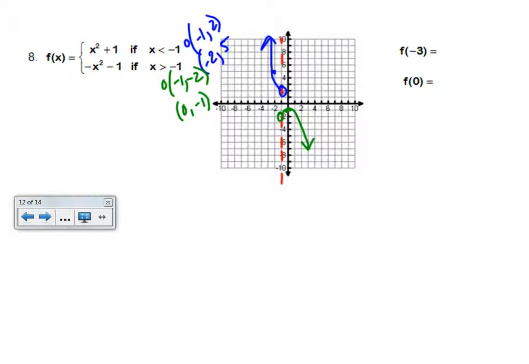For f of -3, that is smaller than -1, so I'm going to use the top function, and when I evaluate that in the top function, I get 9 plus 1, which is 10. And then 0, of course, is greater than -1. I think I actually already found this, but we're going to use the bottom function, and we're going to get a -1.